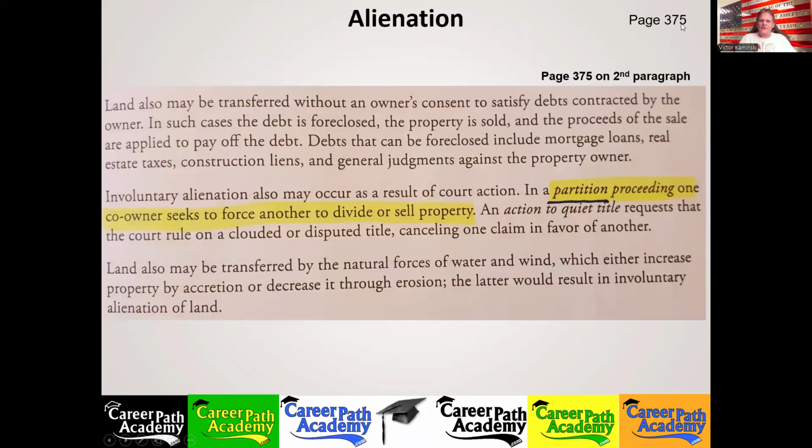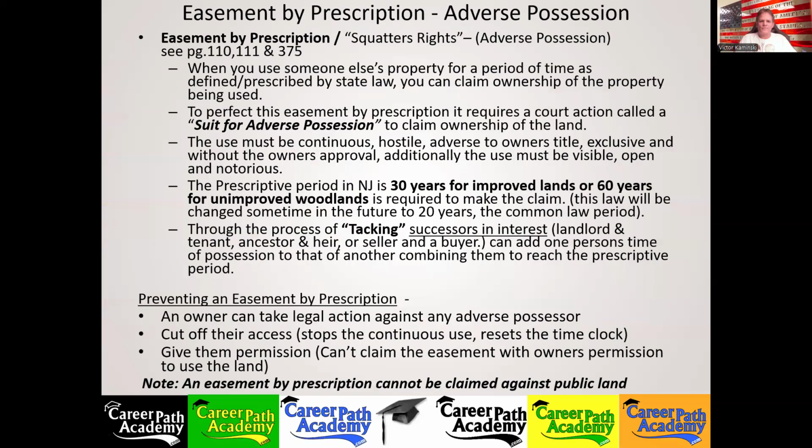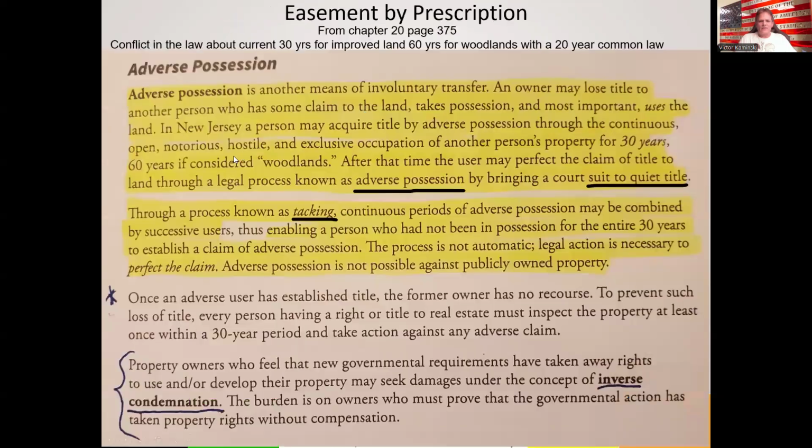So once again, for page 375, the second paragraph, partition proceeding: one co-owner seeks to force another to sell or to divide or sell the property. And we've seen this in chapter 6, the easement by prescription and how that works. And here are the highlights in chapter 20, which we didn't skip forward and highlight. We are in chapter 20 now, so we could highlight it here on page 375.